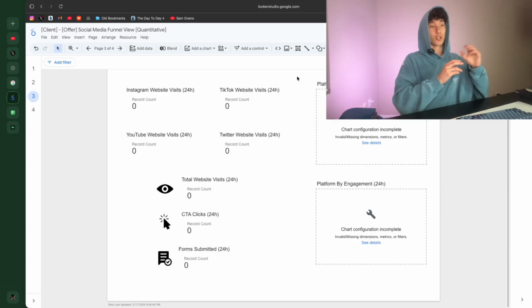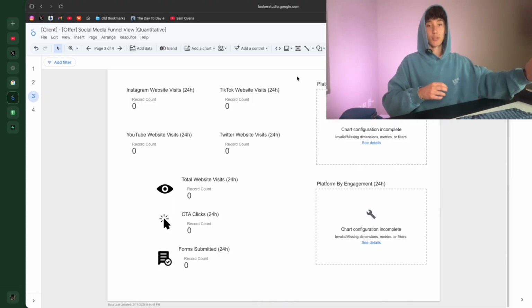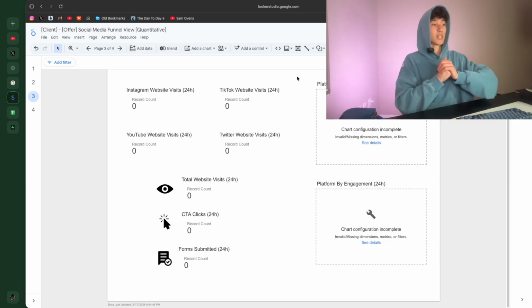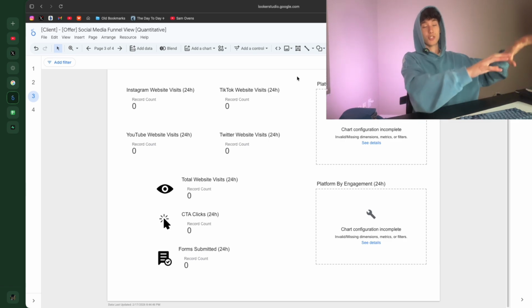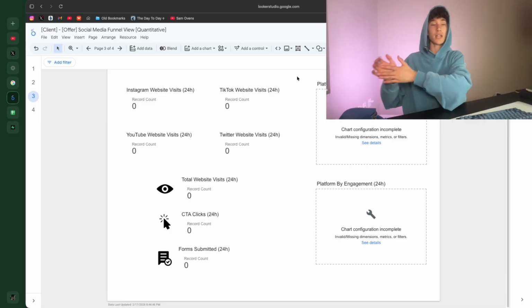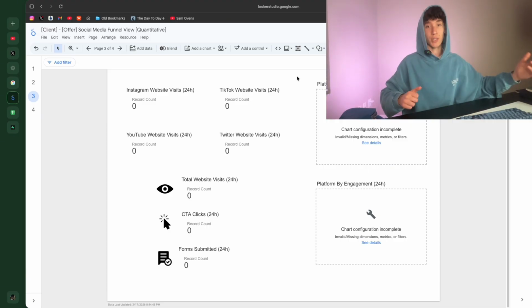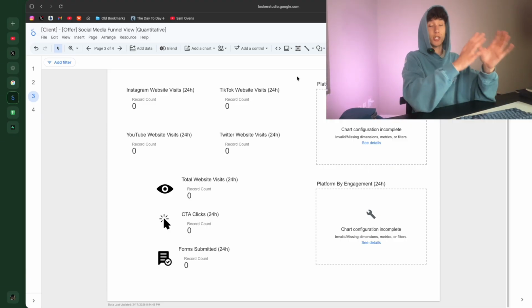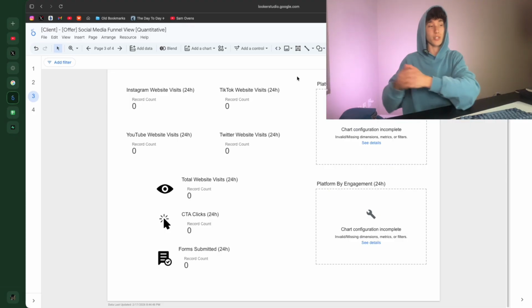And this is just click-through rate. So you get an idea of, if Instagram has a 10% click-through rate, that means that 10% of the viewers on Instagram are going to the website. So if you get 1,000 views on the day, then 100 of those people went and clicked on the website.